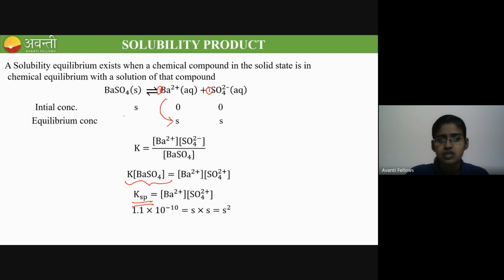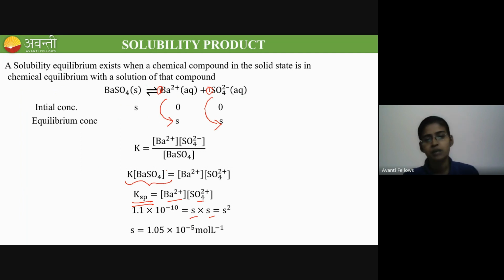Ba2+ concentration is S and SO4 2- concentration is also S. Just in those places, you substitute. So it becomes S square. From this, if I have to calculate S, what I have to do? I have to take the square root of 1.1 into 10 power minus 10, right? If I take that, I will get 1.05 into 10 power minus 5 mole per liter as the solubility value for this barium sulfate. Clear for all?